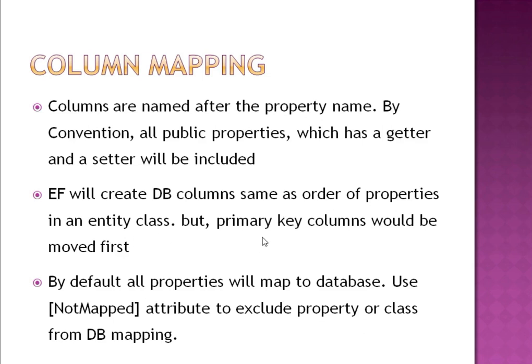Entity Framework will create DB columns in the same order as the properties in the entity class. But remember one thing, primary key columns are moved first. Even if you define the primary key property later or at the end in your class, in your database table it will be moved to first, and the rest of the columns will have the same order as your properties. Now the next important thing: suppose you do not want to map a particular property to the database table. In that case, you can use the NotMapped attribute above your property, so that property will be excluded.